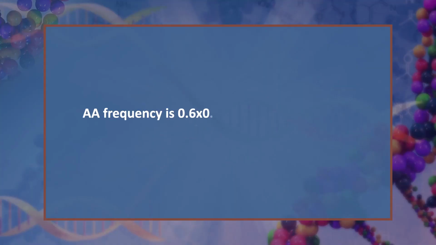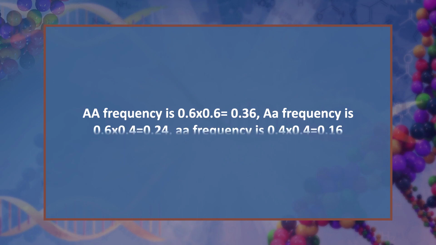As an example, let's determine the percentage of each allele group. If capital A is equal to 60%, then small p is equal to 0.6. And if small a is equal to 40%, then q is equal to 0.4. So the capital A capital A frequency is 0.6 multiplied by 0.6, which is equal to 0.36. While in the heterozygous condition, that is capital A small a, the frequency is 0.6 multiplied by 0.4, which is equal to 0.24. For the homozygous small a, the frequency is 0.4 multiplied by 0.4, which is equal to 0.16.